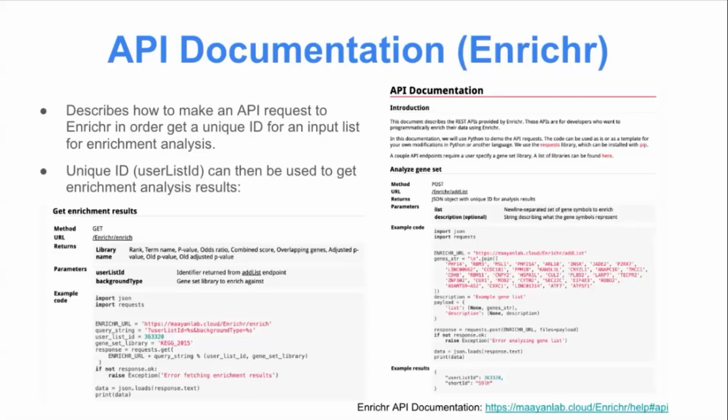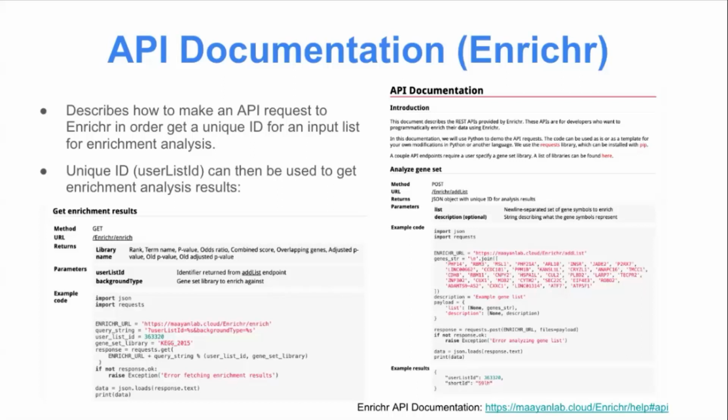these gene symbols are. Some API documentations, like we see here, would also give you an example code. And so this would make it very easy for you to see how to implement this exact same API request into your own Python code.